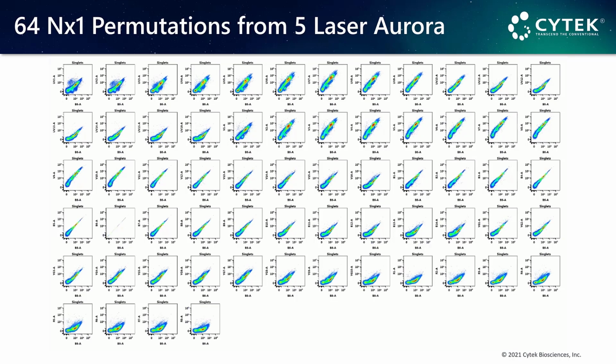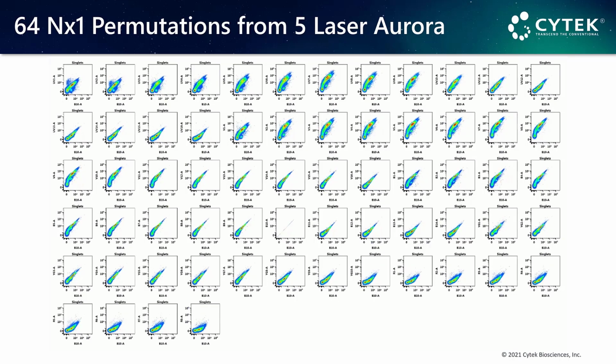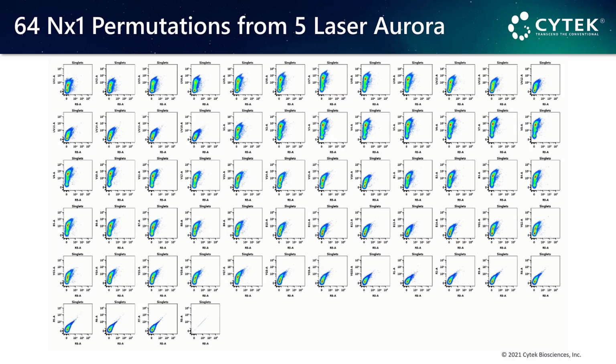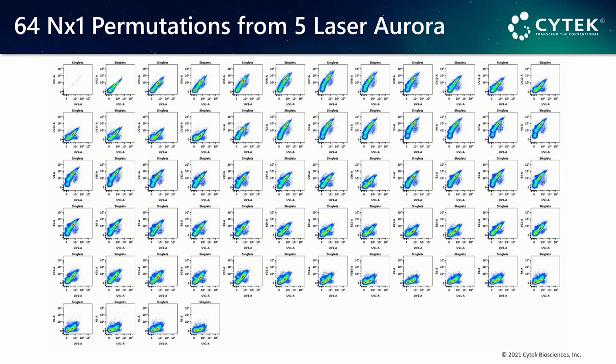As the movie progresses, we are simply changing the parameter that is displayed on the x-axis of all the plots from ultraviolet 1, then to ultraviolet 2, then ultraviolet 3, and so on to iterate through all the detectors on the system from ultraviolet 1 through to red 8.